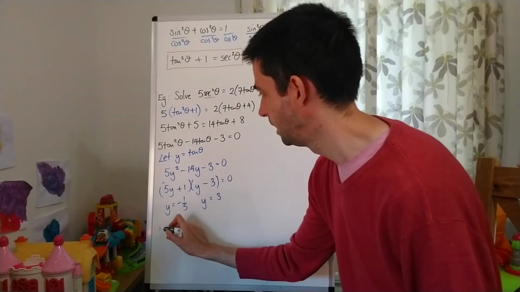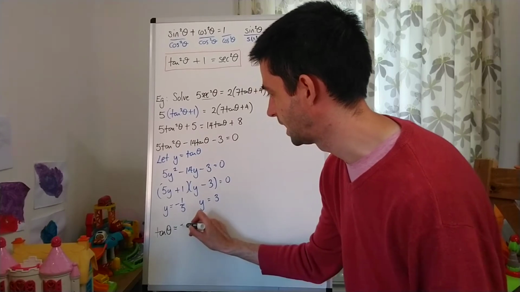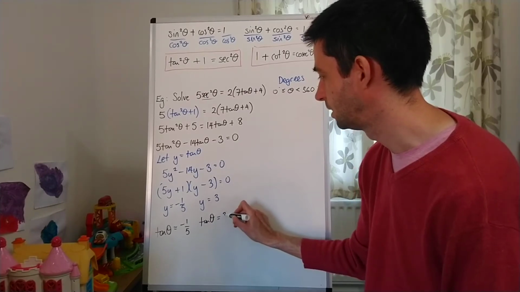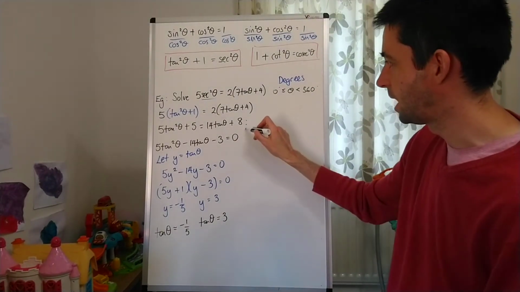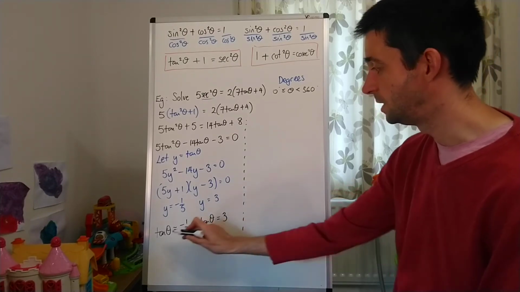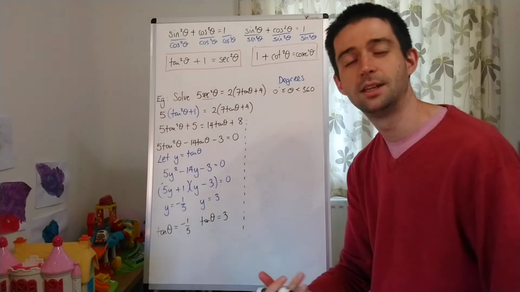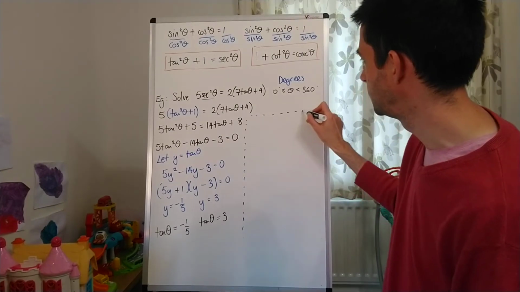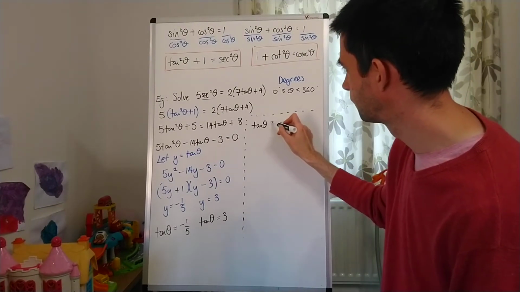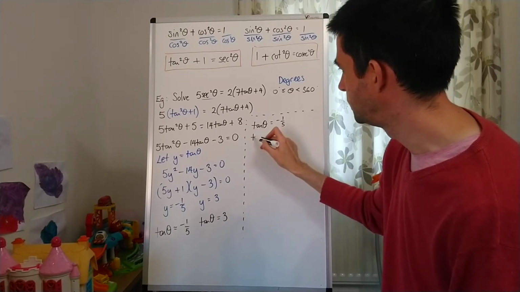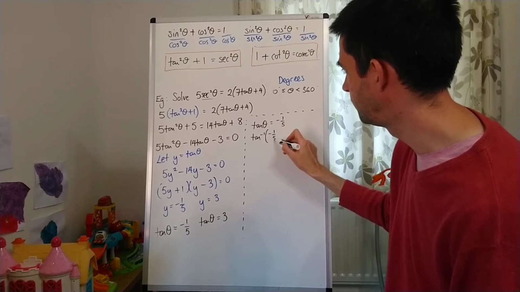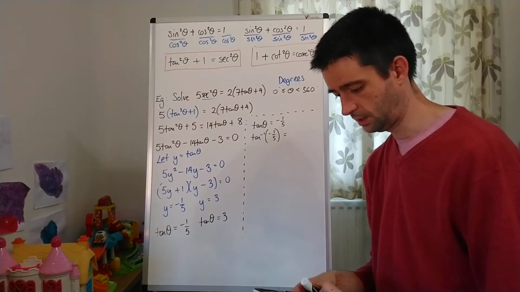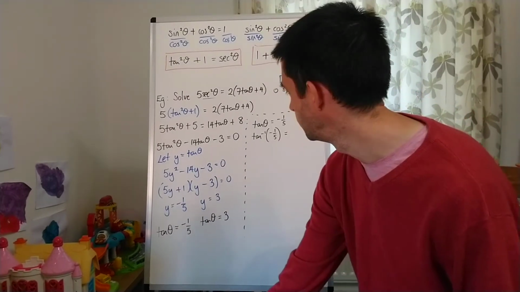So I now need to say, okay, if y is negative 1/5, it means that tan theta is negative 1/5, and if y is 3, that means that tan theta is 3. And what I'm going to do now is to solve each of these two equations separately to give me all the solutions for theta. So starting off with tan theta equals negative 1/5, I'm going to do tan inverse of negative 1/5, which comes out as negative 11.3, I believe. Negative 11.3, yeah, absolutely right.